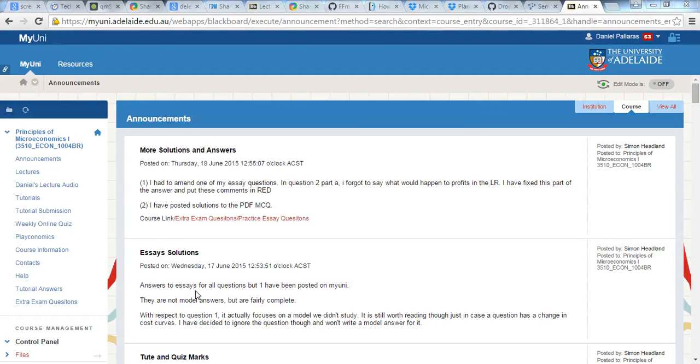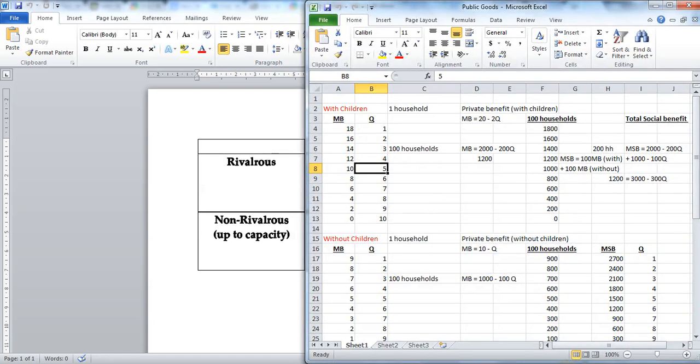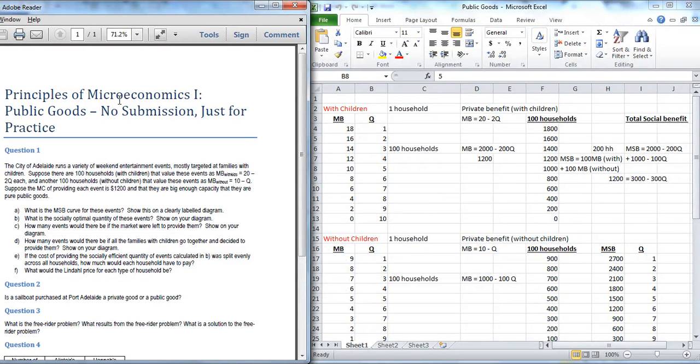Hope you're studying hard for the microeconomics exam tomorrow. And I just thought I'd help by going through a few questions. The public goods questions came after the end of the tutorial, so I thought I'd go through questions 1 and 4 with you, just to help you in case you were having trouble with them and to assist you prepare for the exam.